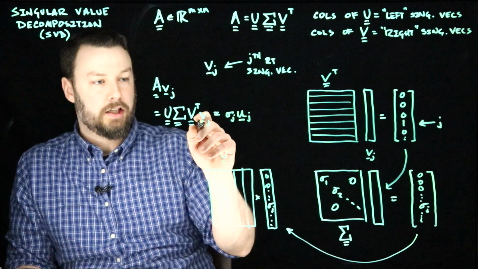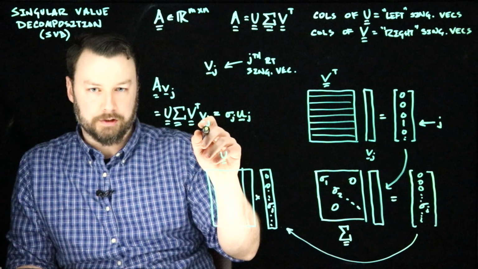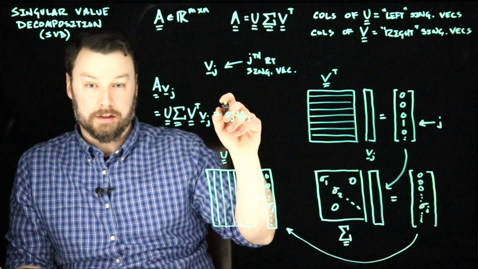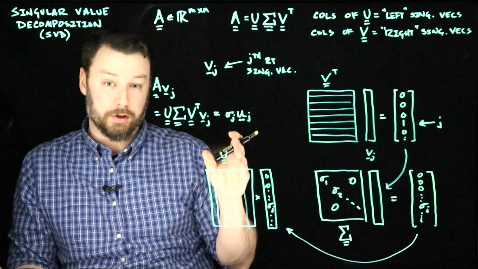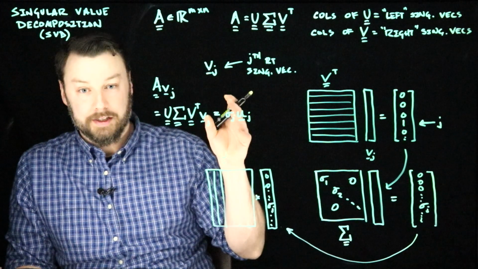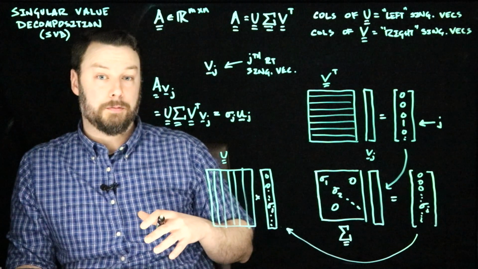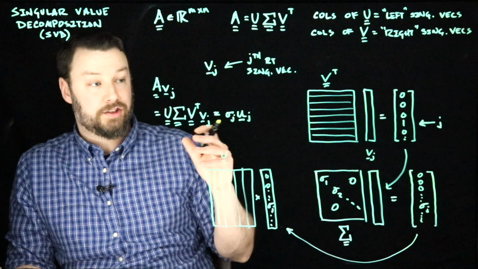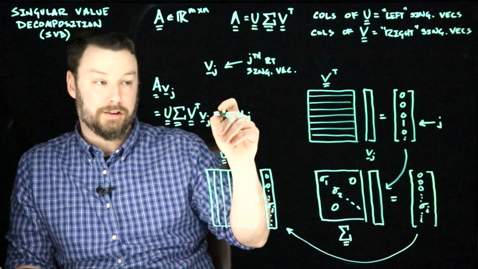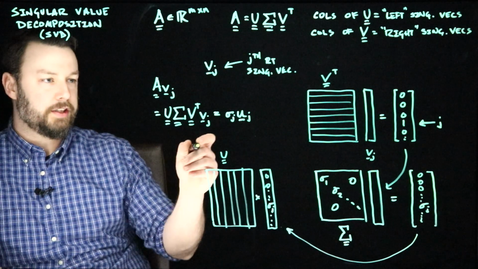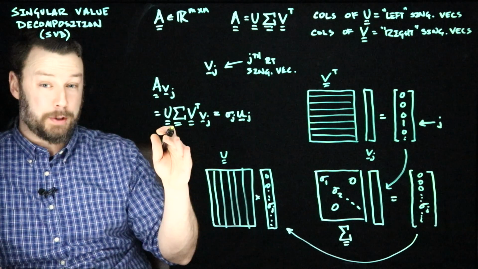We can see that it's very similar to what happens with eigenvectors of matrices, except that now, when we're multiplying by a right singular vector, we're slicing out the corresponding left singular vector and multiplying it by that corresponding singular value. So sigma, the singular value, is still playing the role of a scaling, except that it's not scaling v, it's now scaling u.